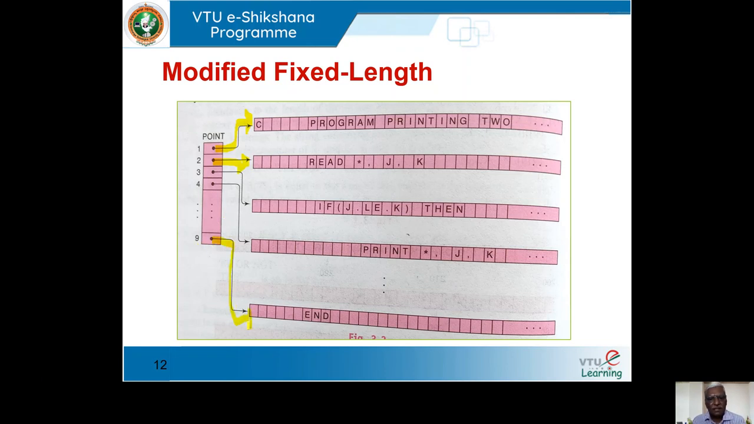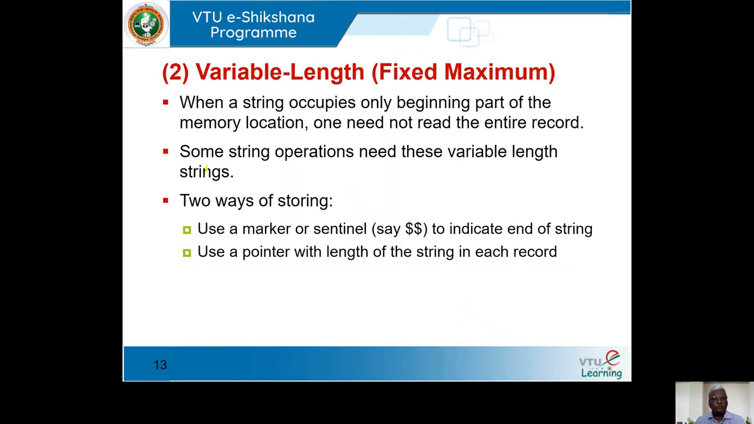Fine. What is the advantage here? Supposing I want to add a new record, I just create a location here and make it point here. So I don't need to push the existing ones down. So there are a lot of advantages by modifying this normal fixed length kind of thing into a pointer based one.